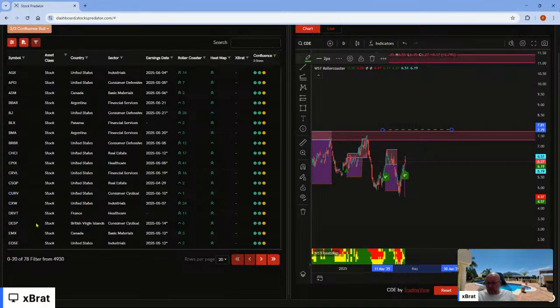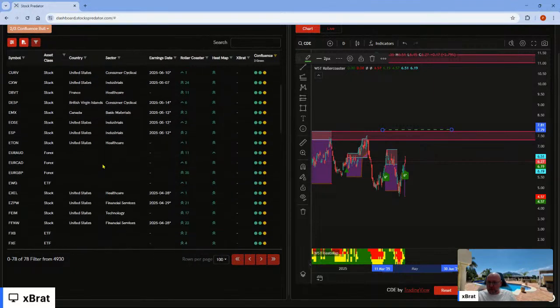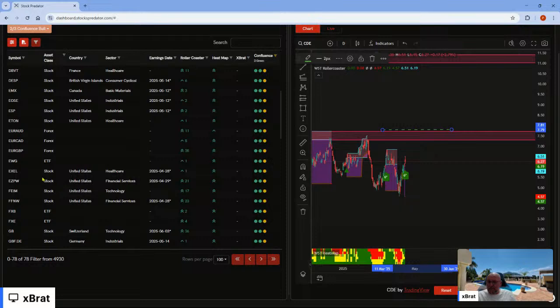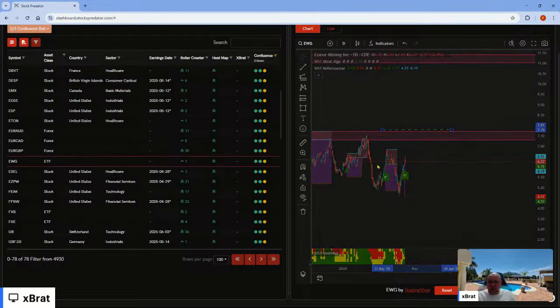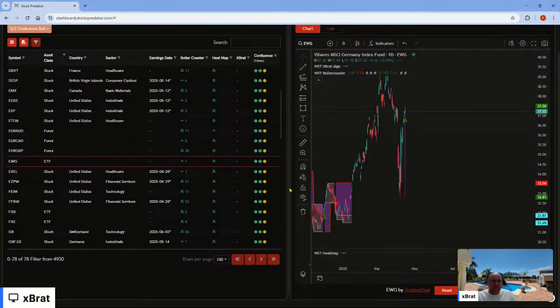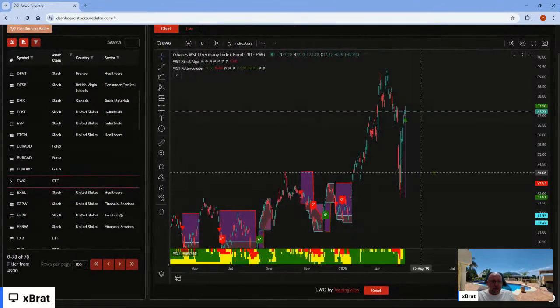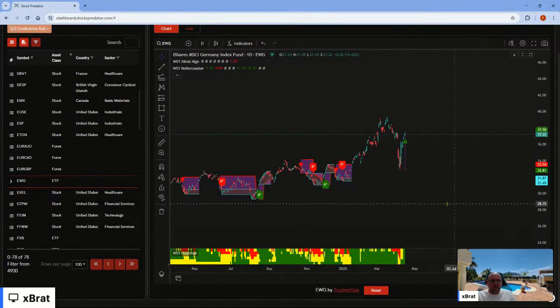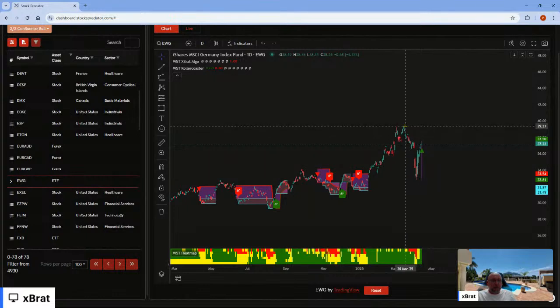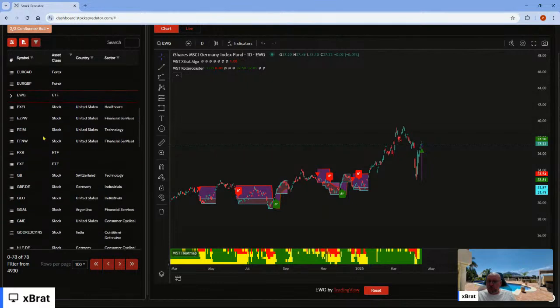There's 78 of them that are close or close enough. So let's change that to 100, and then I can go down some ETFs in there. So look at the EWG ETF. The ETF chart looks a little bit different because it's a bit gappy. Not a great deal of room up to 39.40 from where we are. That's not a good looking potential trade.